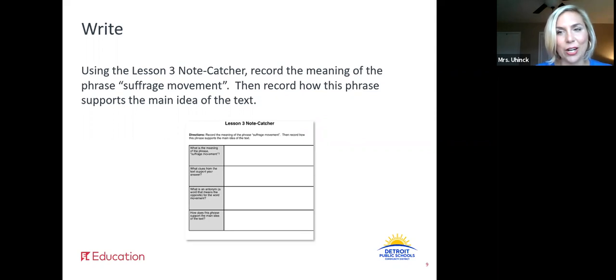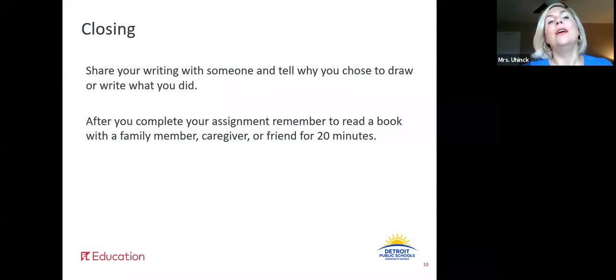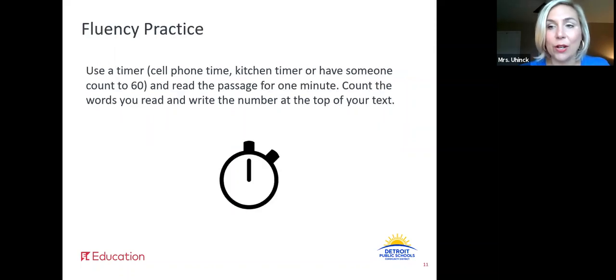All right, writers, great job. Before we go, I want to remind you to share your writing with someone and tell them why you chose to write what you did. After you complete the assignment, remember to read a book with a family member, caregiver, or friend for 20 minutes. Also, we want to continue to work on our fluency practice. Using a timer, and remember your timer can be a cell phone, a kitchen timer, or you can have someone count to 60. Read the passage for 1 minute. Count the words you read and write the number at the top of your text.